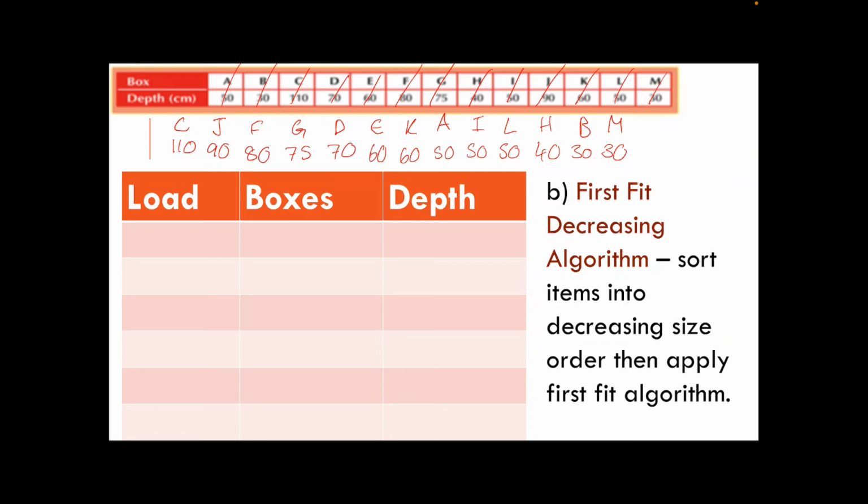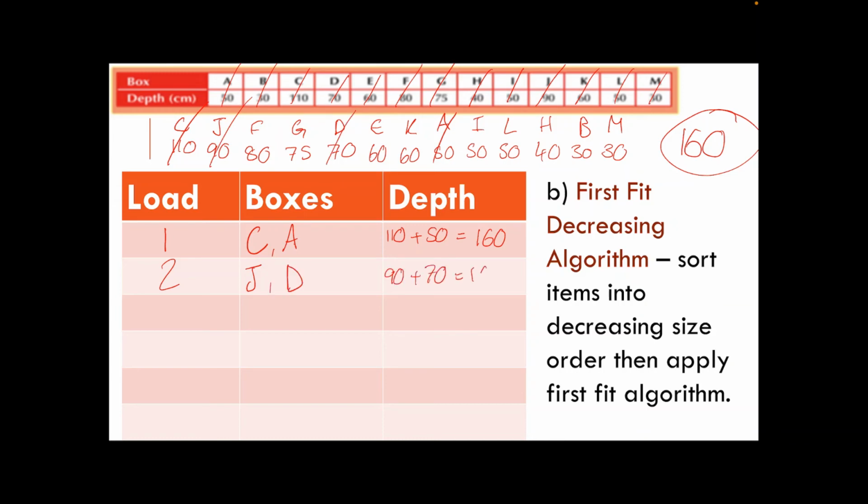We're just going to work through the same thing as before. So load number 1, I can fit box C in, which was our 110. So I've got 50 left over, because remember 160 was our max that we wanted to get to. So if I've used up C, I can then go and find A, which was 50, and that takes me to the max. Number 2 then, J is 90, so I've got 70 left over, so we can package D in with that. 90 and 70 makes 160.